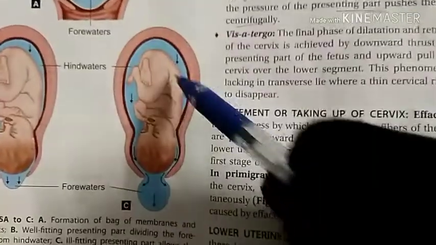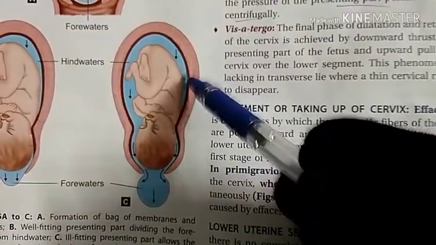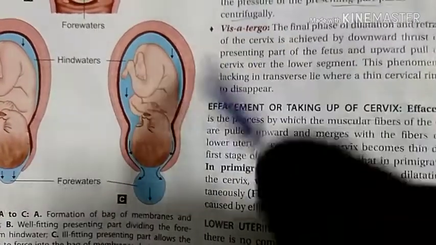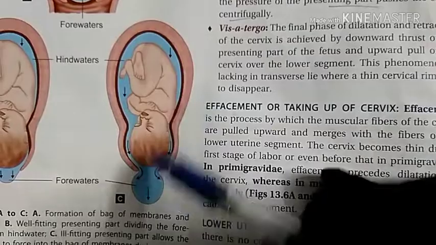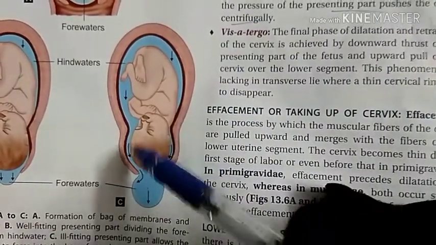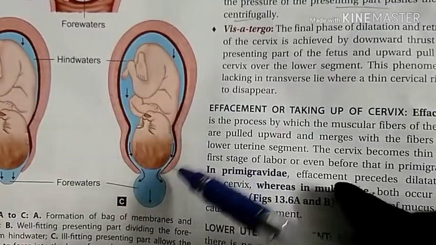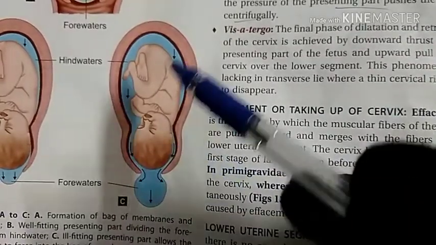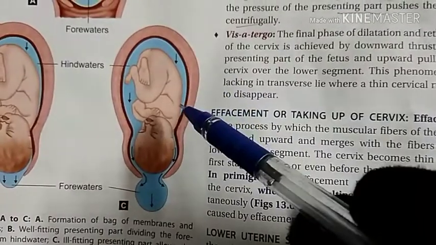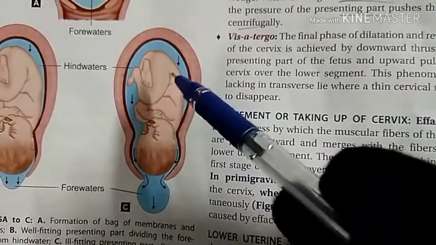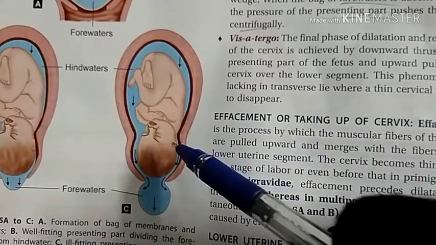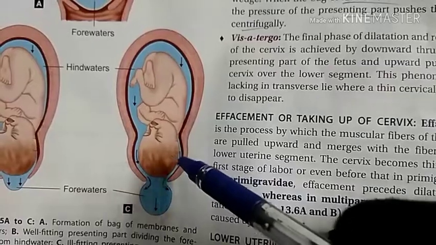The membrane, the blue colored one, the amnion and chorion are loosely attached to this decidual lining. When the fetus is in vertex position, the head, being spherical in nature, gets well fitted in the wall of the lower uterine segment and divides the amniotic cavity into two. The first one, as it contains a bulk amount of liquor, is called the hindwaters, and the one below, which contains a small amount of liquor, is called the forewaters.